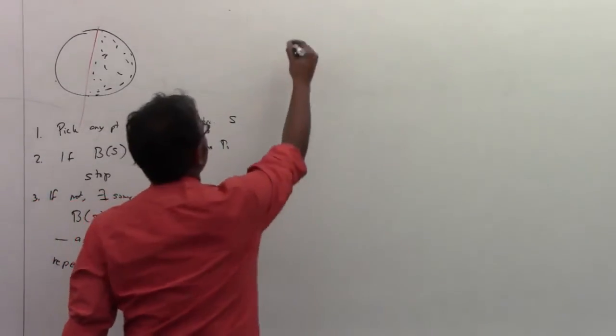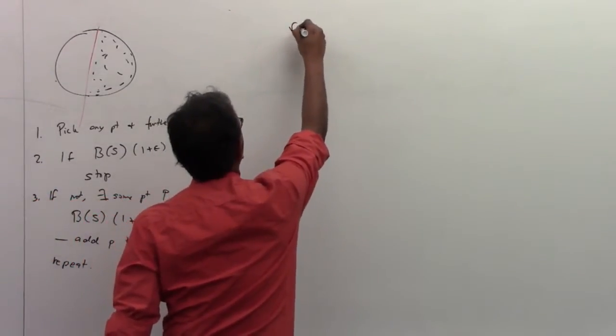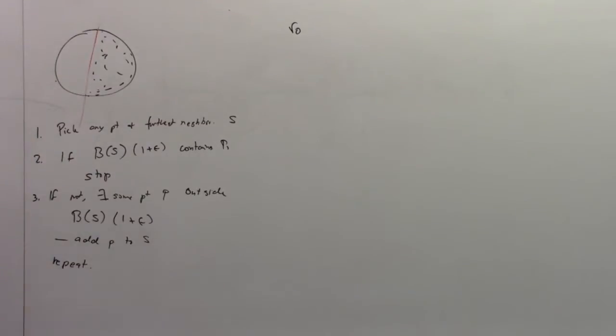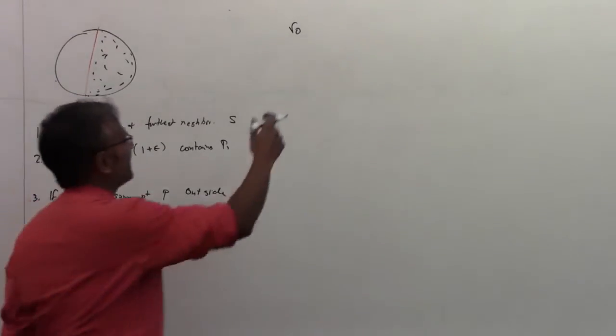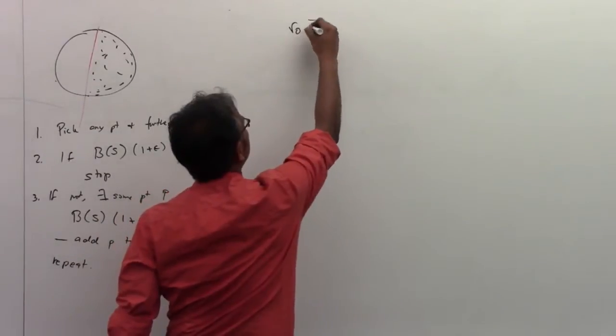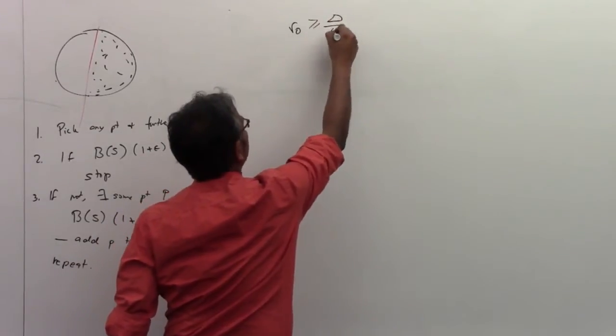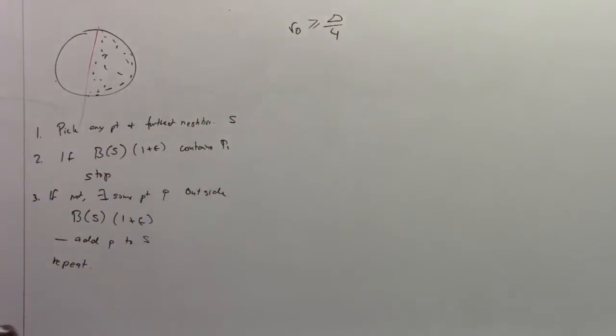So let's look at what can we say about R0, the radius of the ball we get. What we can say is that since this is the furthest pair, the radius of this ball is at least the diameter of the point set divided by 4. It has to be at least that much. This is by triangle inequality. It's very easy to see. This is the same argument we use in the case.